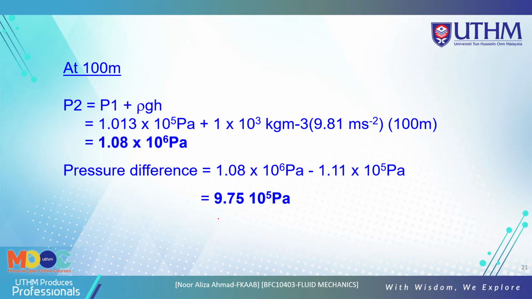Okay, so look at 100 meters. You get the pressure at 2 equal to the pressure at 1 plus rho gH. So you just put the atmospheric pressure plus the density of water here. Okay, just correct here.